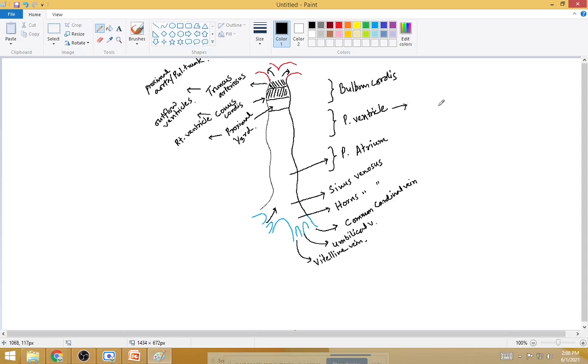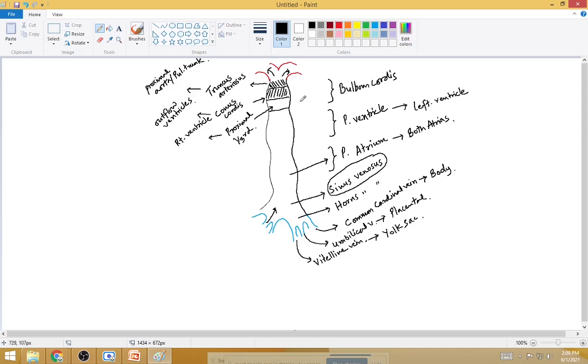Primitive ventricle, left ventricle. Primitive atrium, both parts of both the atria. Sinus venosus, we will see what happens to it. And you know, common cardinal vein draining the body, umbilical vein having its connection with the placenta, vitelline vein, the yolk sac. Okay, I think this picture is clear.